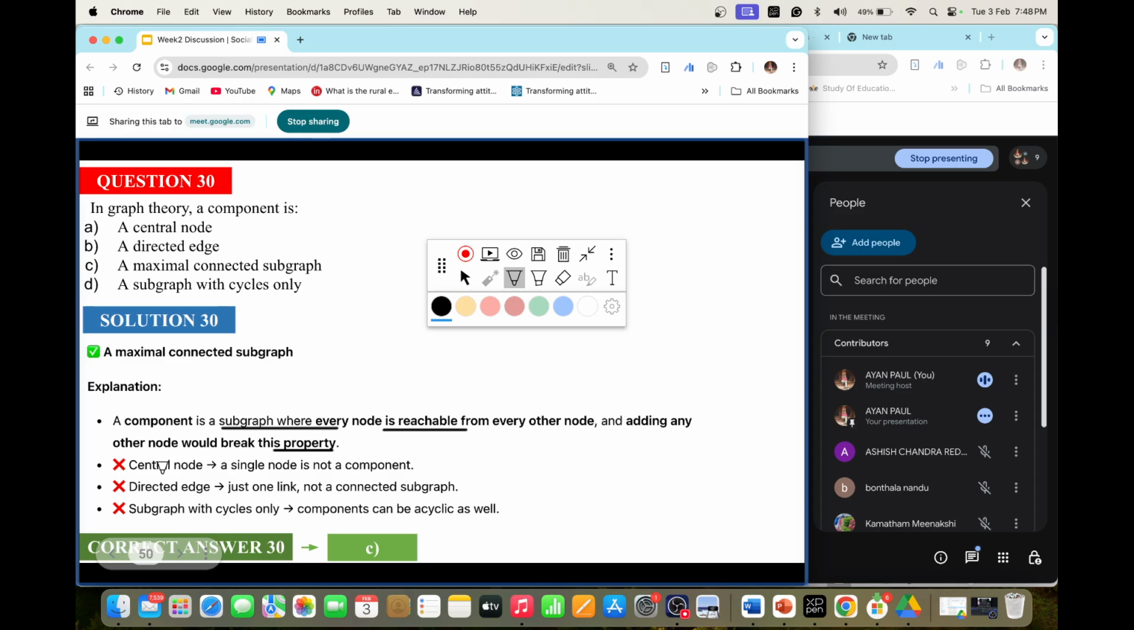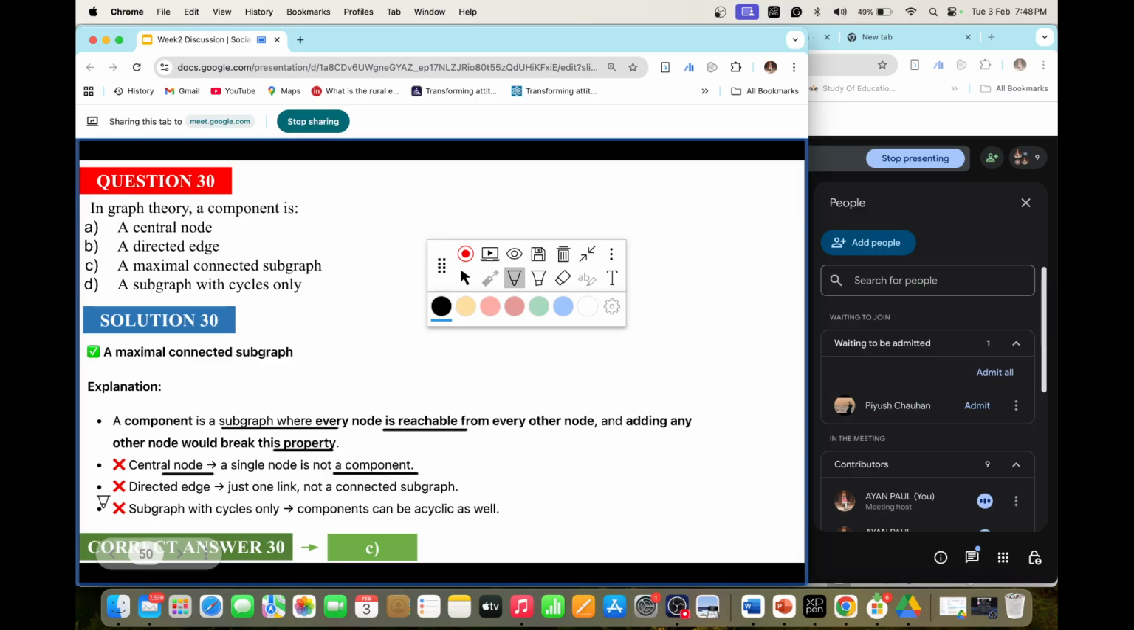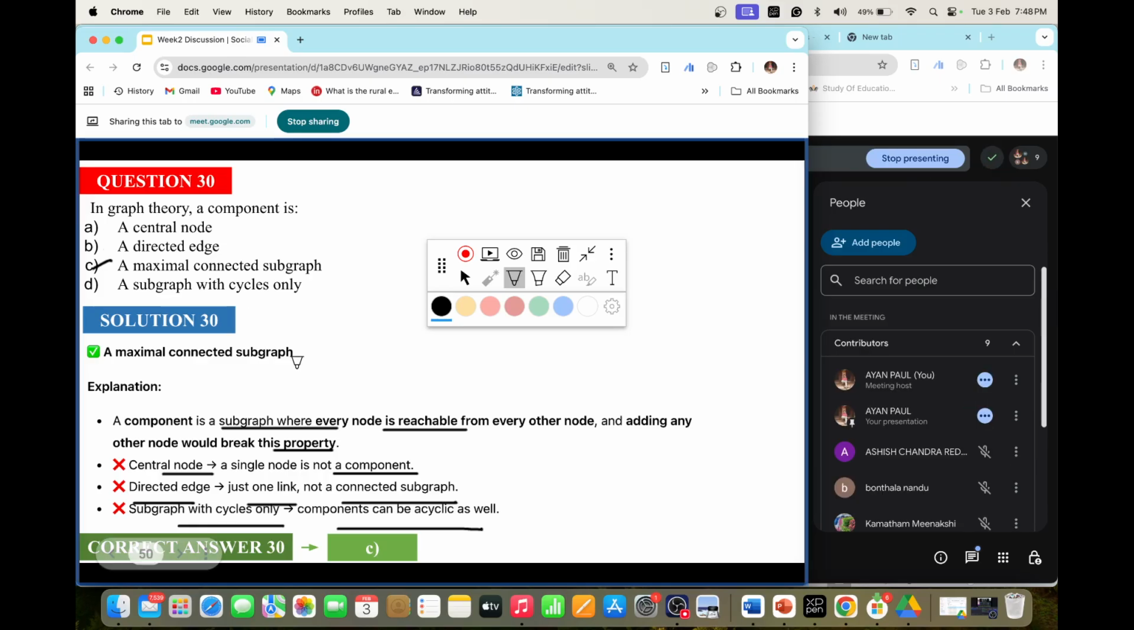A central node, a single node, is not a component. Directed edges are just one link, not a connected subgraph. A subgraph with cycles only is wrong, because a component can be acyclic as well. So option C is the correct answer, a maximal connected subgraph. So this ends our case number 5.